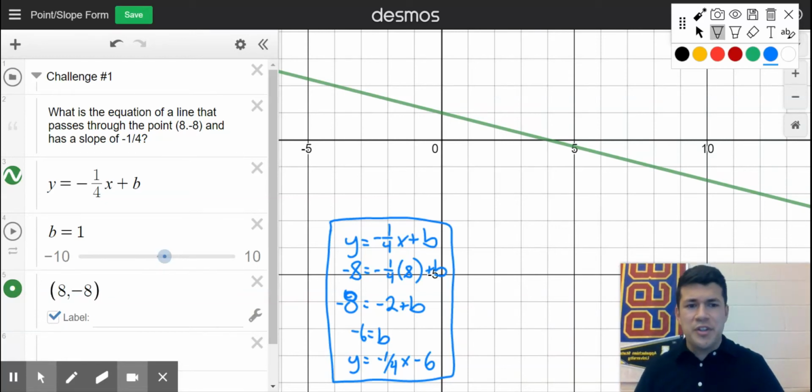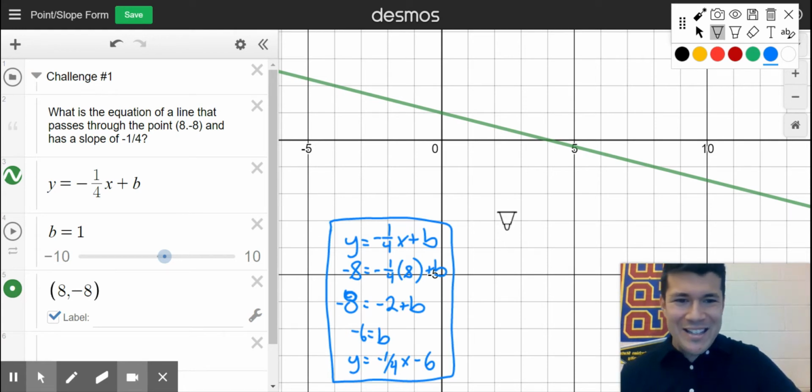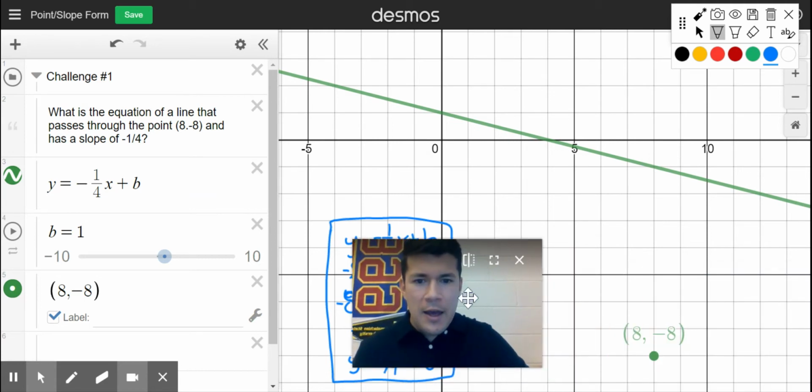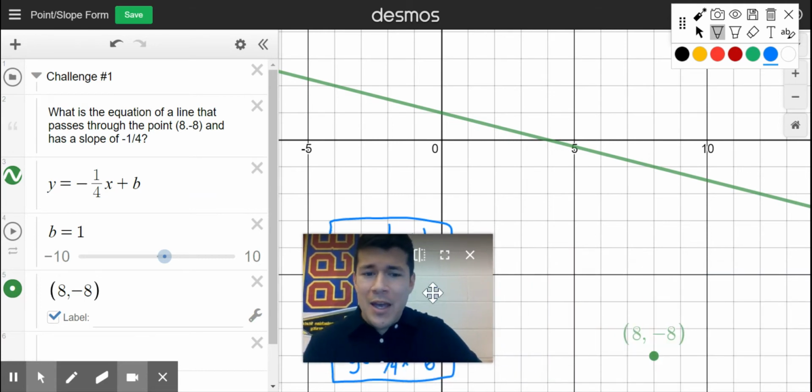Hey everyone, welcome to this lesson on point slope form. So here's the deal. We've got a point. Let's say we've been given the point (8, -8), and you know that the slope of the line that crosses that point is -1/4.